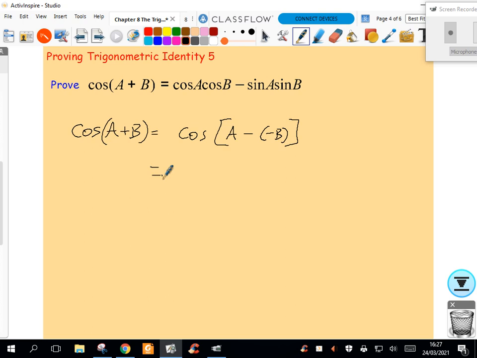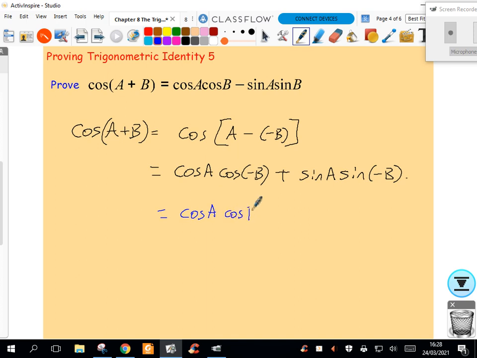And we're going to use identity number 4. Identity number 4, remember, says cosine of A subtract some angle, the difference between angles, is cosine of the first angle times cosine of the second angle, in this case negative B, plus sine of the first angle times sine of the second angle, in this case negative B. Also, we've shown that cosine of negative B is the same as cosine of B, so that's just cosine of A times cosine of B, plus sine of A times, well, we've shown that sine of negative B is the negative of sine of B. That's one of my identities.